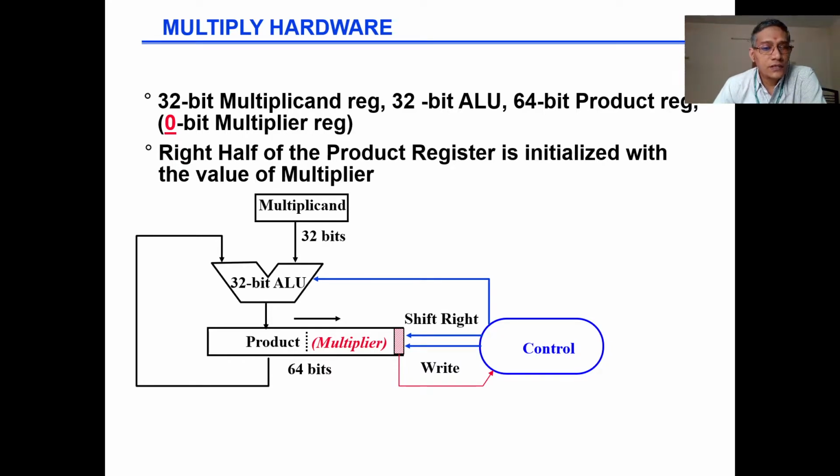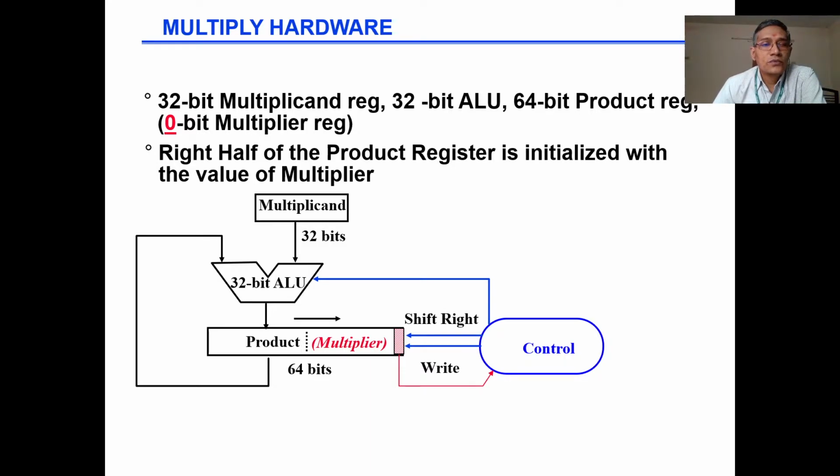In order to reduce the number of registers used in the hardware, we employ a 32-bit multiplicand register. We need a 32-bit ALU because we need to multiply and add the partial products. And we have a 64-bit product, because when we multiply two 32-bit numbers, a 32-bit multiplicand and a 32-bit multiplier, we need 64 bits to store the resulting product.